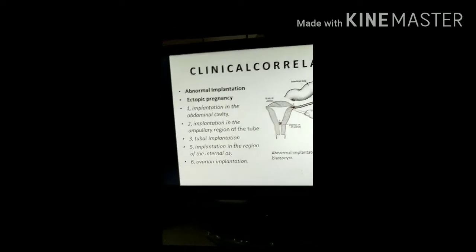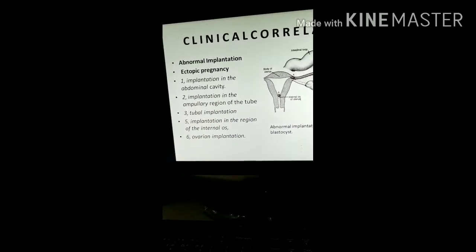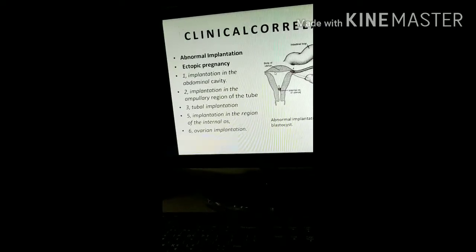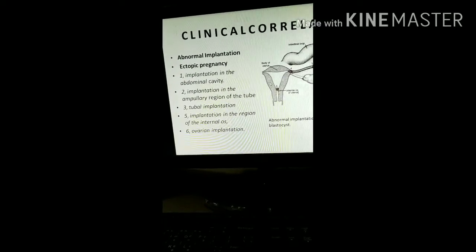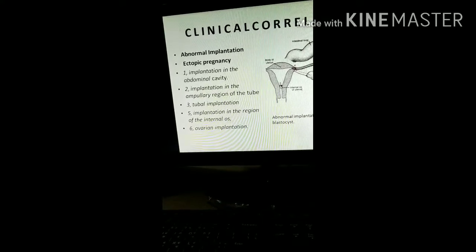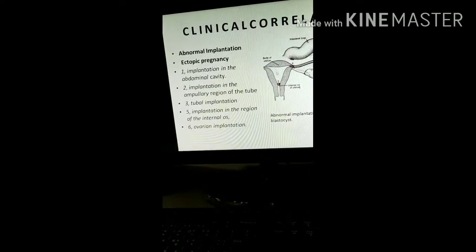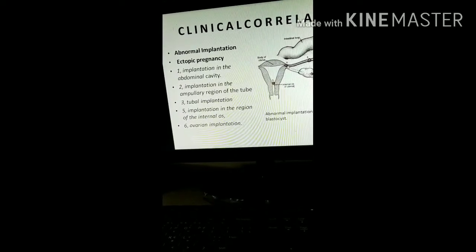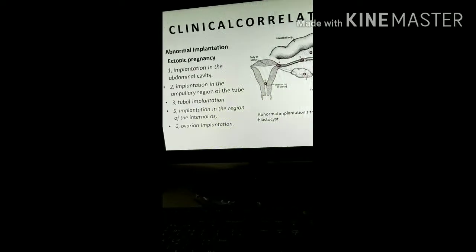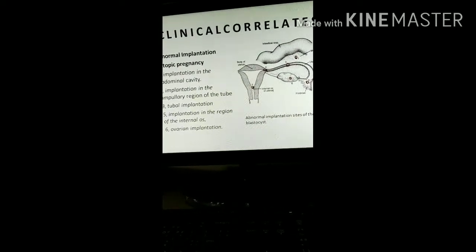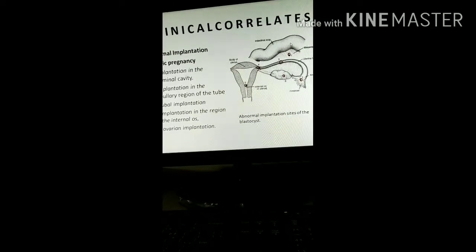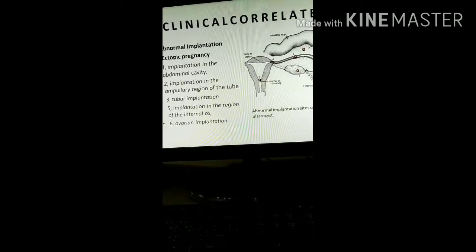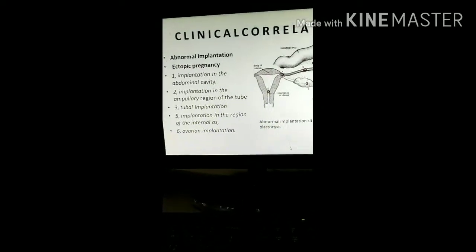What is the clinical correlation of implantation? Normal implantation is in the functional layer of the endometrium, close to the fundus, on any wall. But if implantation is not close to the fundus, such as at the cervix, it is abnormal. The isthmus, the intramural part of the uterine tube, the ampulla, the ovary, and the peritoneal cavity are also abnormal sites. So abnormal implantation is known as ectopic pregnancy, and it may occur at different sites.